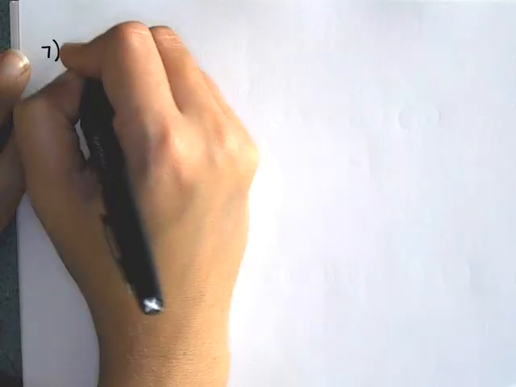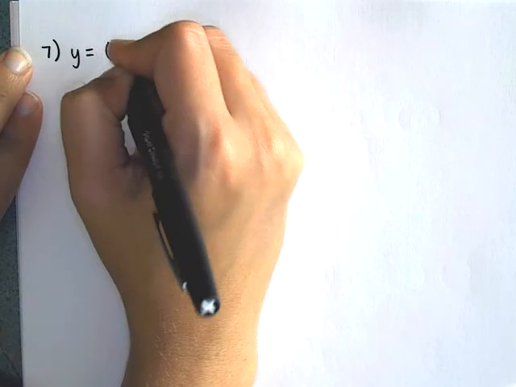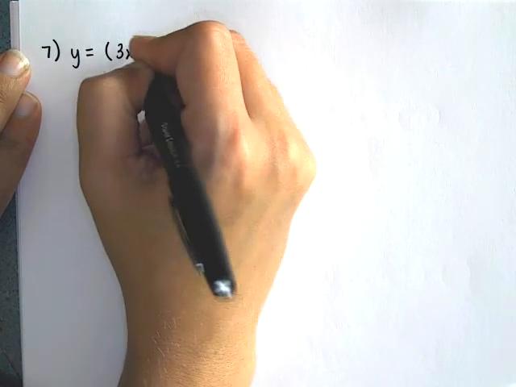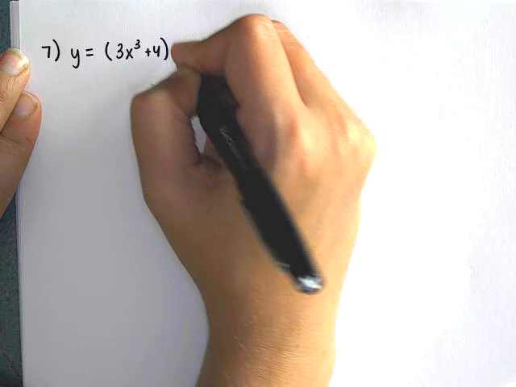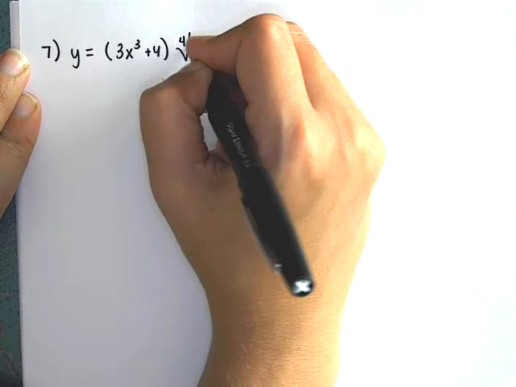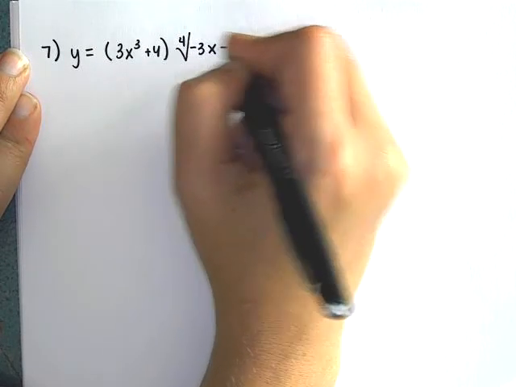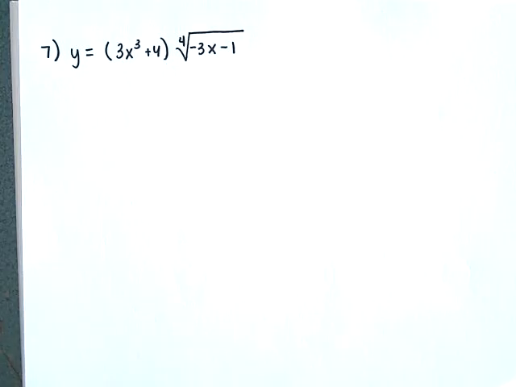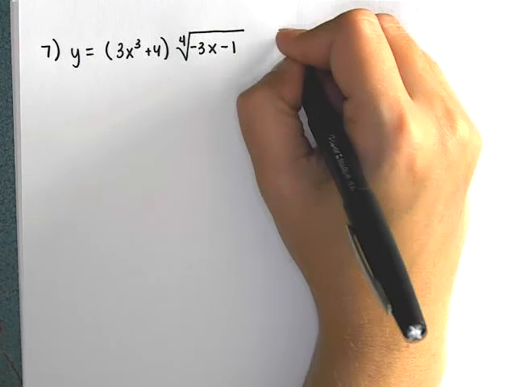Maybe. So, this problem, the original problem from class was problem 7, and the problem was y equals 3x to the third plus 4, and then the fourth root of negative 3x minus 1. Again, right away here, I'm noticing that I need product rule.